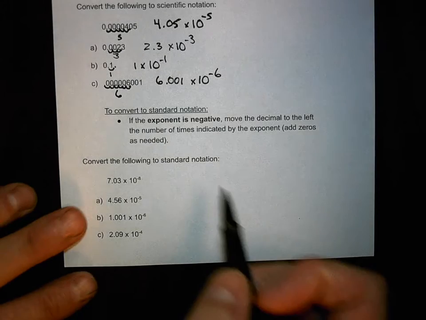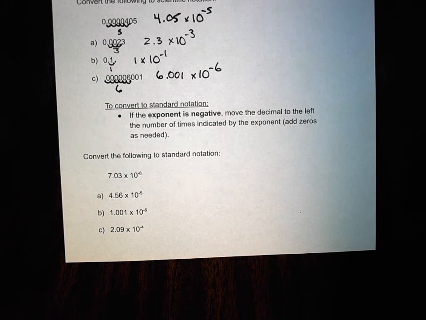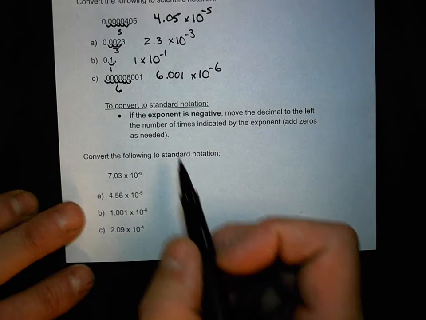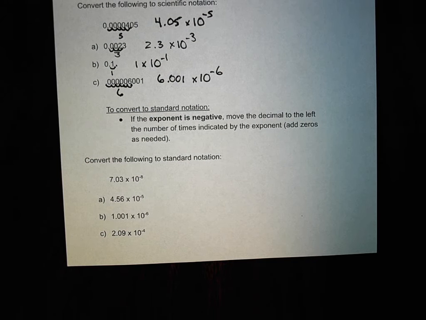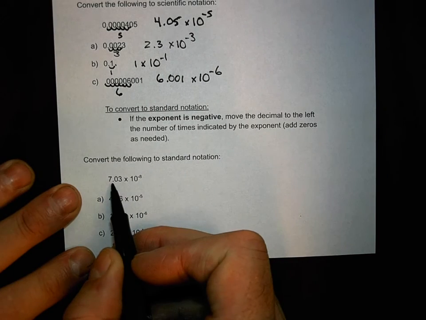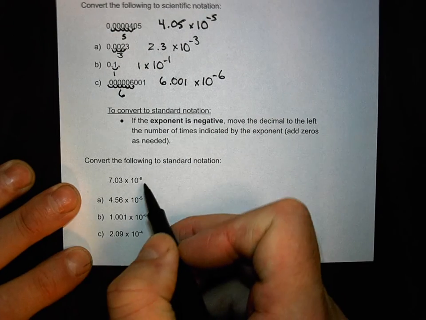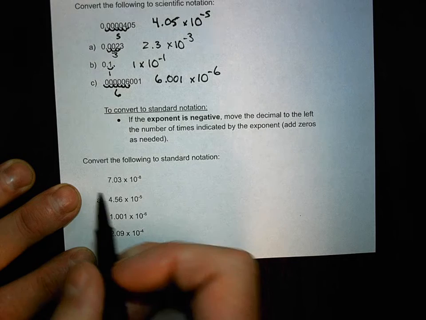Moving on. All right, so to convert to standard notation, you're doing the exact opposite. You've got a number, and you move the decimal to the left. Remember, the number is getting smaller, which means the decimal is moving farther to the left. So let's look at this first one here. I've got 7.03 times 10 to the negative 8th.